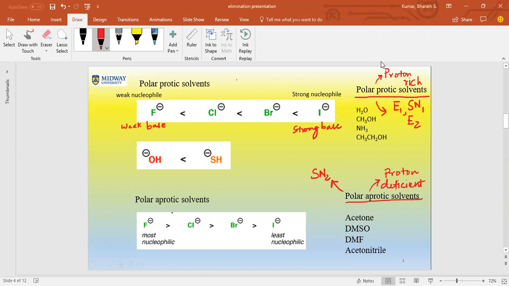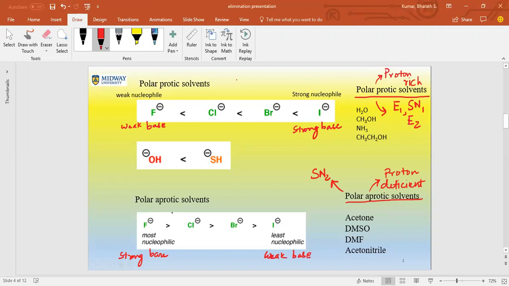Whereas if you are using a polar aprotic solvent, then it's the other way around. This becomes the most nucleophilic. So in a polar aprotic solvent, this is a strong base, and this is a weak base. It's important you understand the difference. This is a weak base.